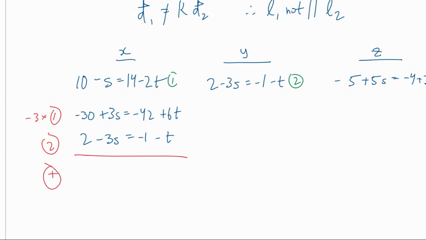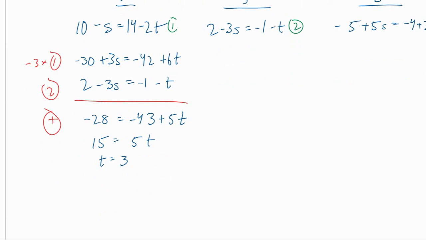Okay, and I got negative 30 plus 2 is negative 28. And then I got 0s equals, looks like negative 43 plus 5t. And I end up bringing the 43 over. I get 15 equals 5t. So t is 3. And I'll call that equation 4. And I'm going to sub 4 into 1.